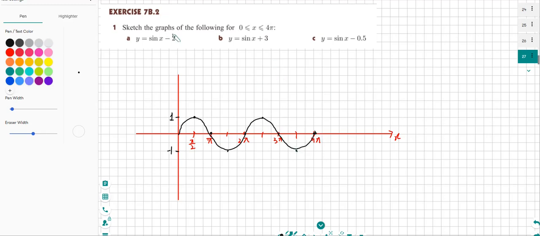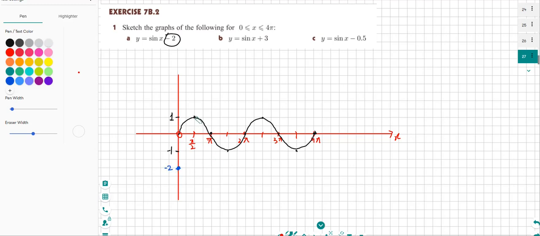Now, what is minus 2? It is outside the bracket, so that's why it is a vertical shift, right? Vertical shift negative 2 means we have to drag this graph 2 steps downwards, right? So 2 steps downward means whatever we have at 0 goes to negative 2. It is 0, so it goes to negative 2. Here, this is negative 2, right? This point.